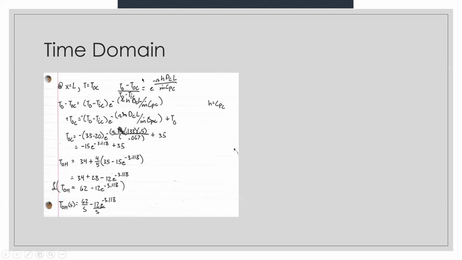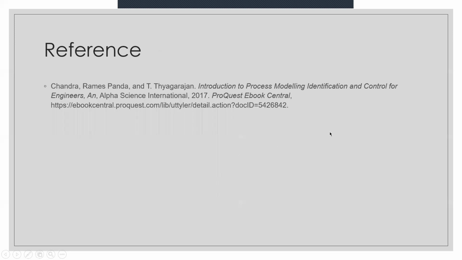This is the beginning steps to find the time domain. This is that further equation with values plugged in. I was able to take the Laplace and get this equation. Temperature of the hot outside fluid is 34 plus 4/5, 35 minus 15e to the negative 3.118. I took the Laplace transform of that and ended up with 62 over S minus 12e to the 3.118 over S. This is the reference I used.